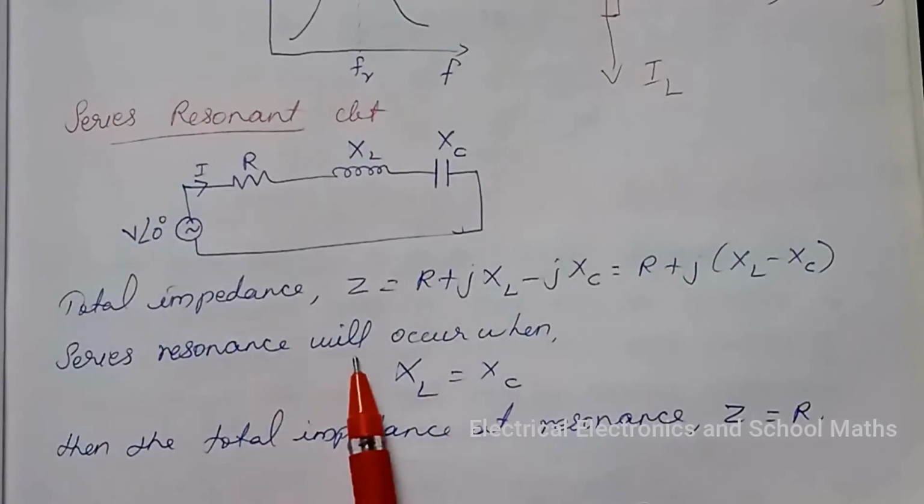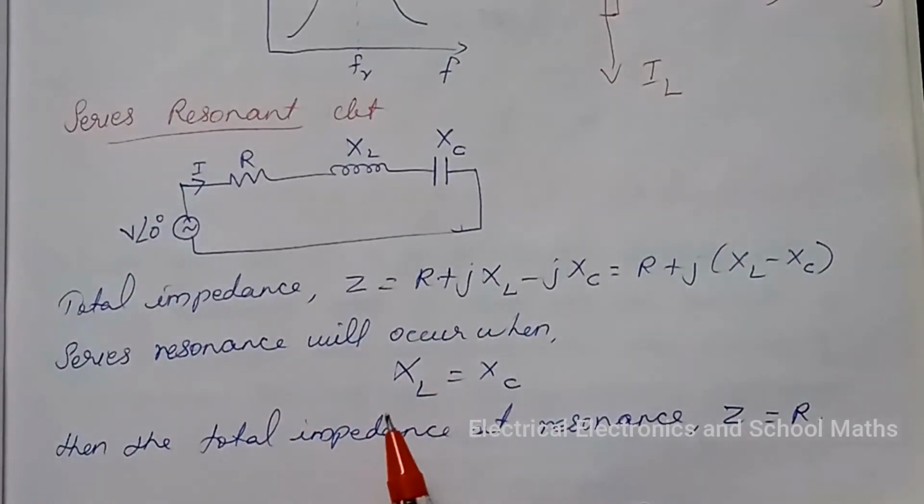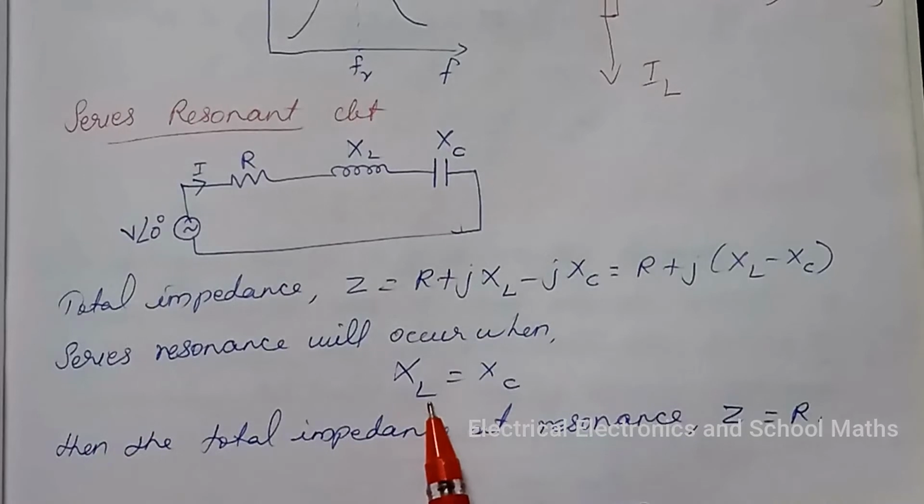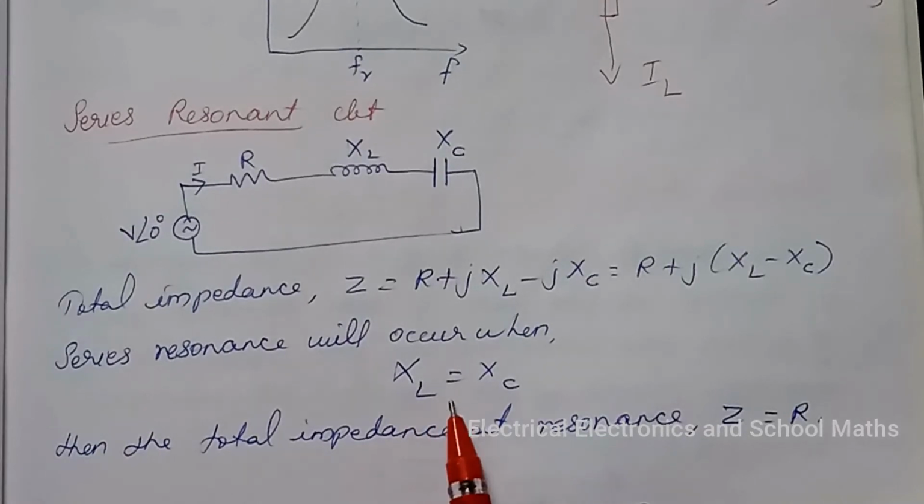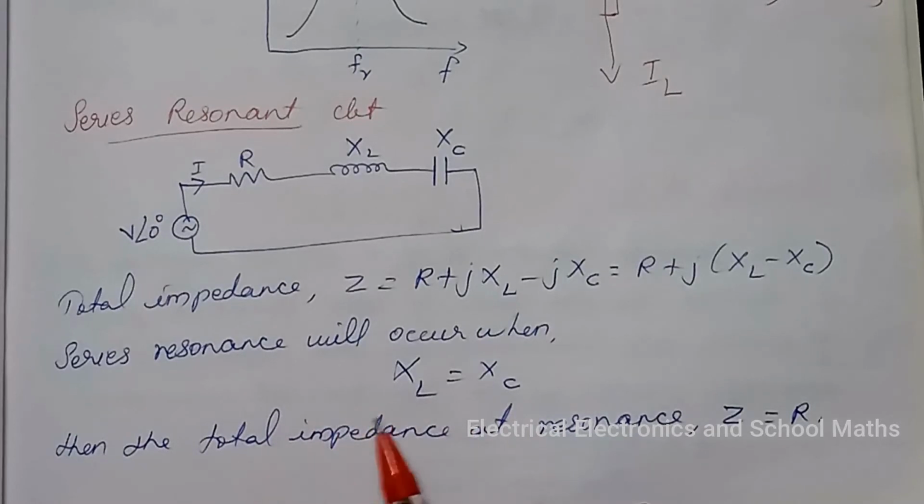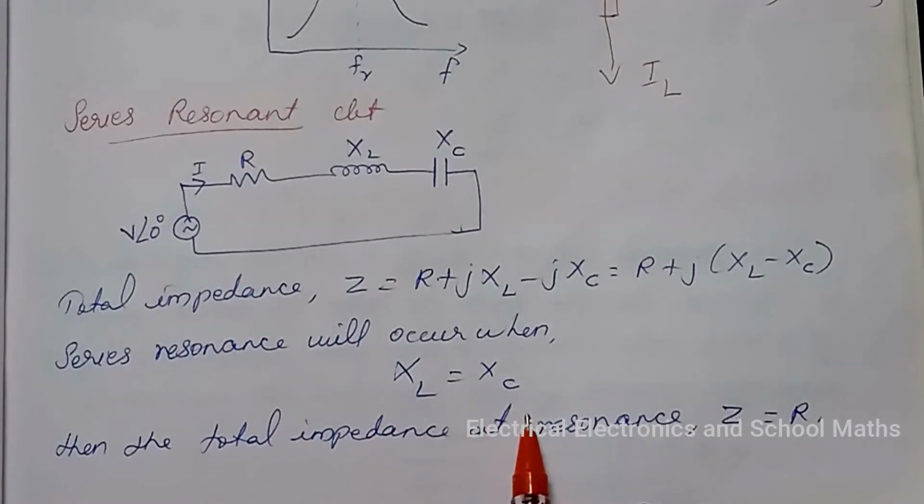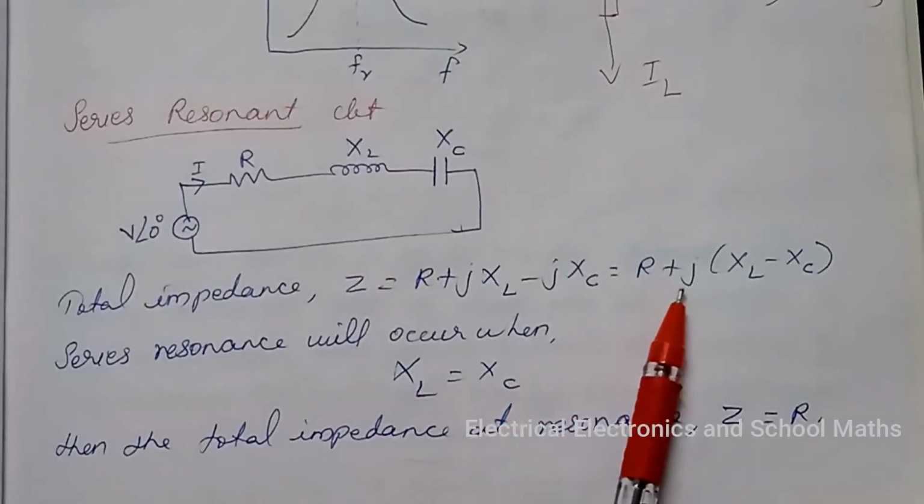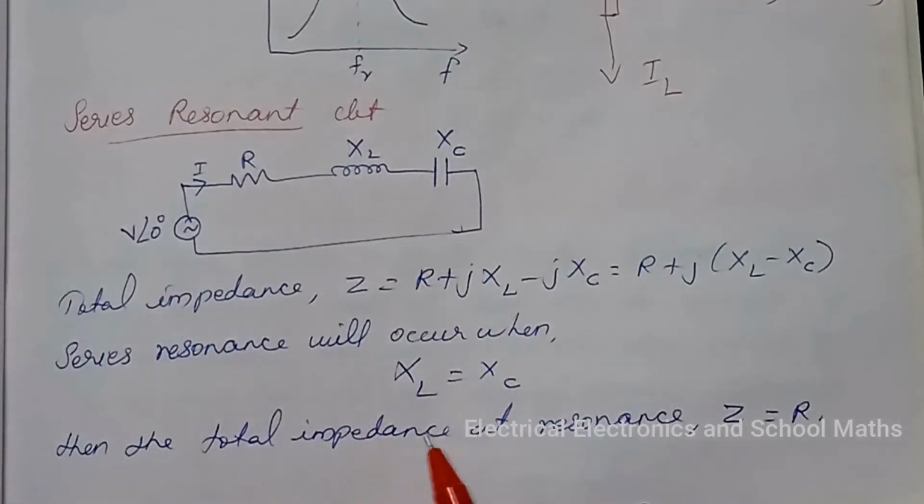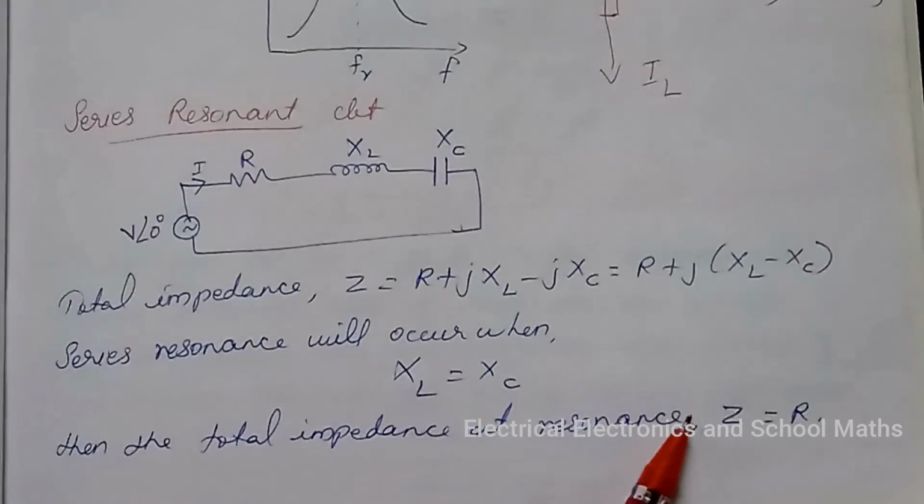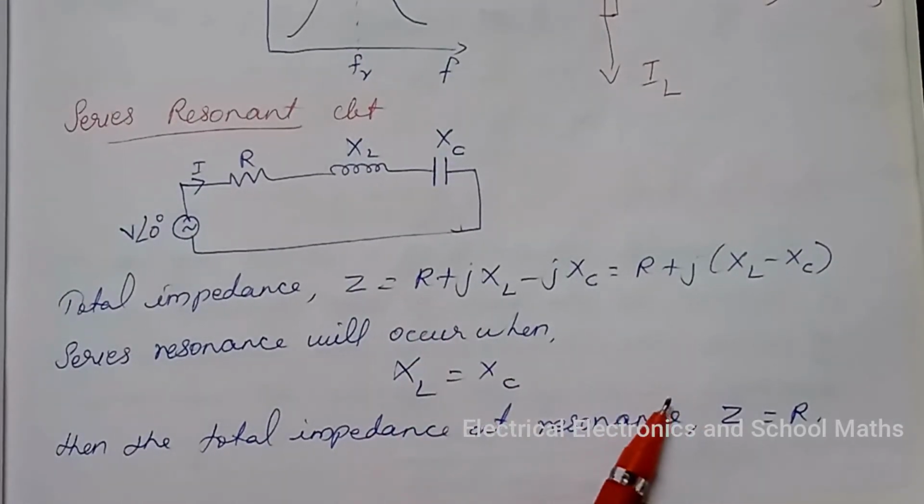Series resonance will occur when the inductive reactance is equal to the capacitive reactance, that is, XL equal to XC. When XL is equal to XC, the total impedance at resonance will be equal to R, the resistance. That is, Z is equal to R.